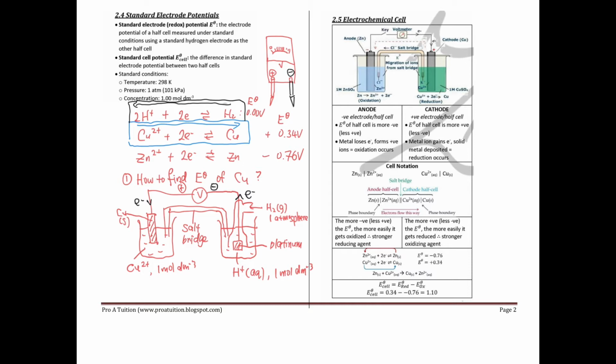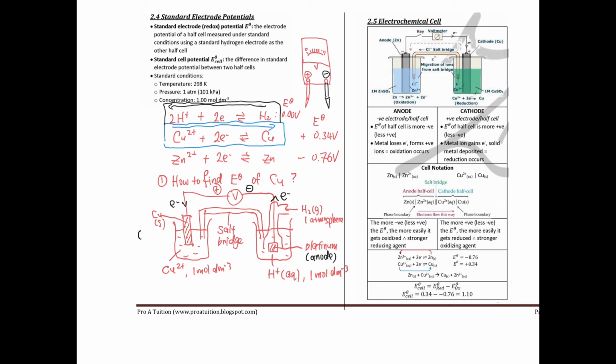Now you already understand how we connect the voltmeter, and now we talk about the anode and the cathode. Donating electrons is oxidation. Oxidation always happens at the anode, so this is the anode. And here, receiving electrons is reduction. Reduction always happens at the cathode, so this is the cathode.